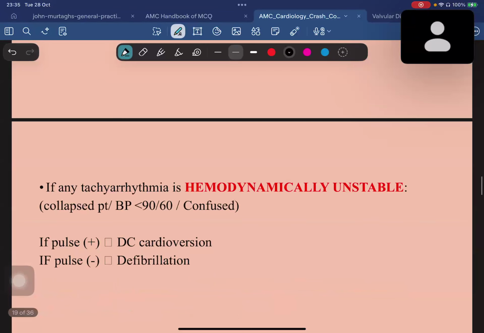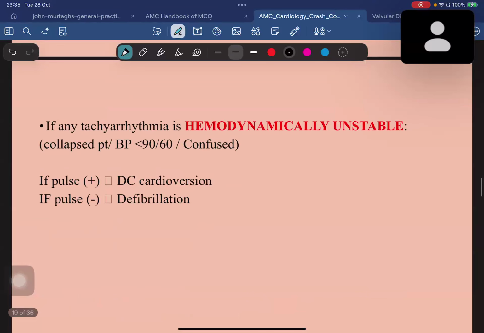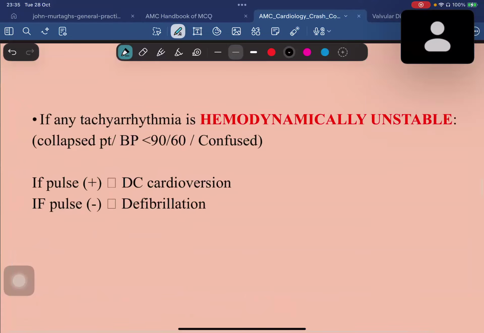So that is that. And this is something I just remembered from my notes, and it pretty much helped me decide between these two answers. Usually when they ask a question, I always see DC cardioversion and defibrillation right next to each other, and there have been so many times where I had to decide which to go with. So this small note has helped me solve so many questions.